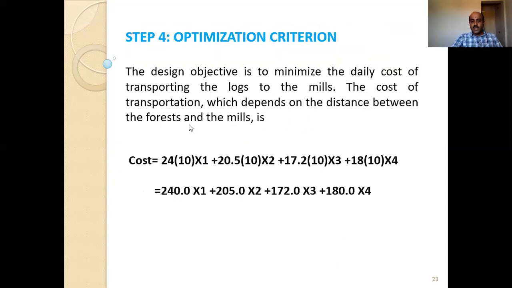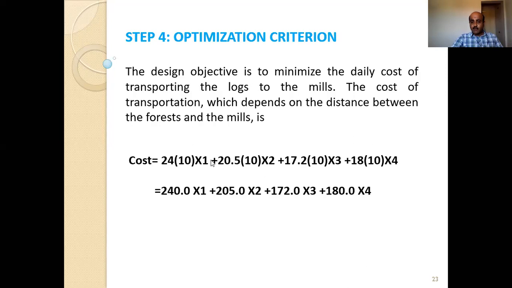So here we have taken 24 as the distance from forest 1 to mill A, 10 corresponds to the cost of transportation per kilometer per log, and x1 corresponds to the number of logs shipped from forest 1 to mill A. So 24 into 10 into x1 is the total cost incurred for shipping the x1 number of logs from forest 1, which is at a distance of 24 kilometers from mill A. So this is for the shipment of logs from forest 1 to mill A. Like that, we have three other cases over here.